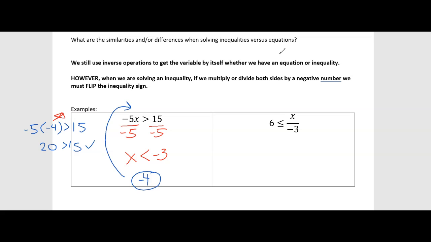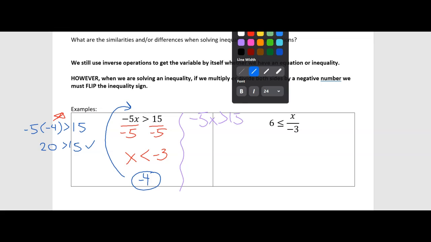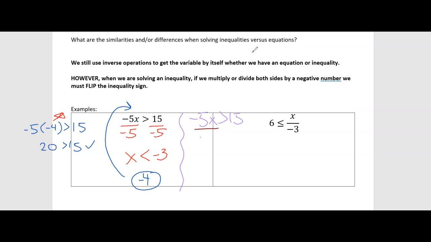I'm going to erase the work to show you what would happen if we did it the other way, but you can just do this off to the side. You know what? Actually, I will leave it up here. I'll just rewrite it for us. So now I have -5x is greater than 15. Let's say I divide now by -5, but I forget to flip the sign, so I get x is greater than -3.